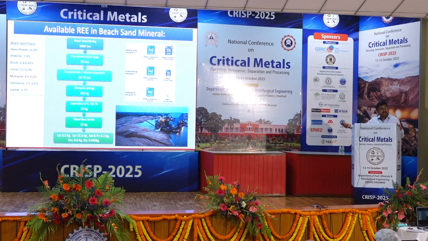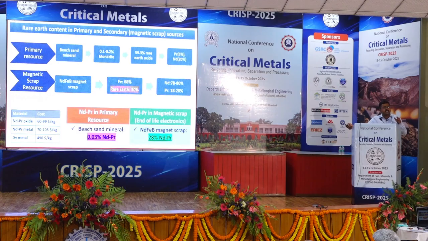Now let us compare this with a secondary source. Say I have an end of life magnetic hard disk. That hard disk drive contains an NdFeB magnet. That NdFeB magnet contains 30% of rare earth. Highlighted in pink color, I guess this is pink, no? Pink color. If you compare with the primary resource, that contains only 0.03 or 0.02% of Nd. So here the starting material itself is 30%. So if I can develop a process, we have a source with us only, and that source is 300 times more in quantity compared with my primary source.